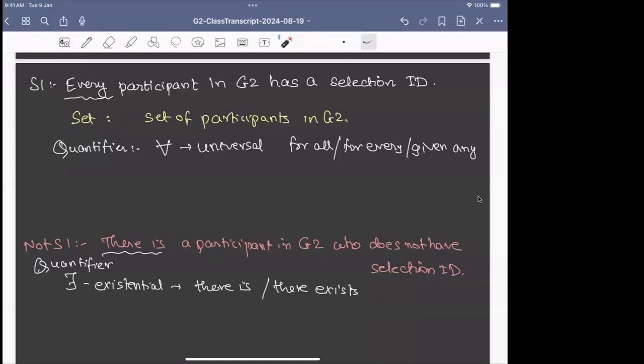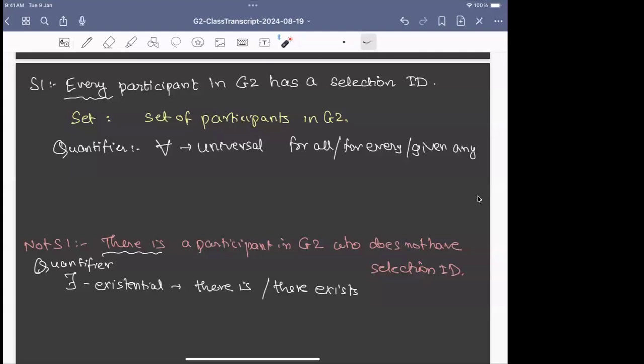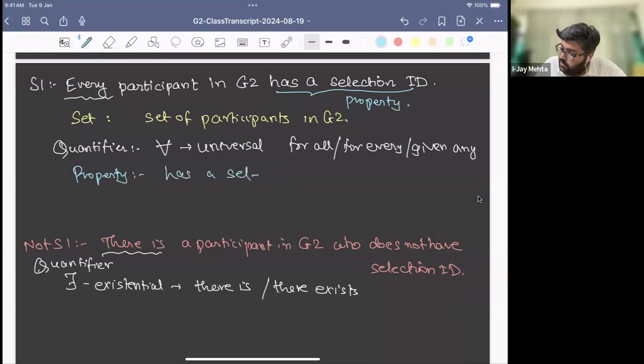Sir, in not S1 or S1? In S1, we are talking about participants, all participants, but what is the property we are saying? Has a selection ID. Having a selection ID. So this is a property, and this is a statement, right? We had seen some examples of this yesterday. So there is a property, has a selection ID, or having a selection ID, right?